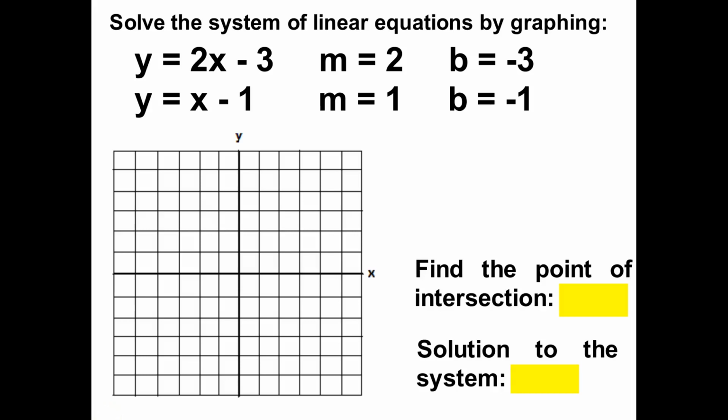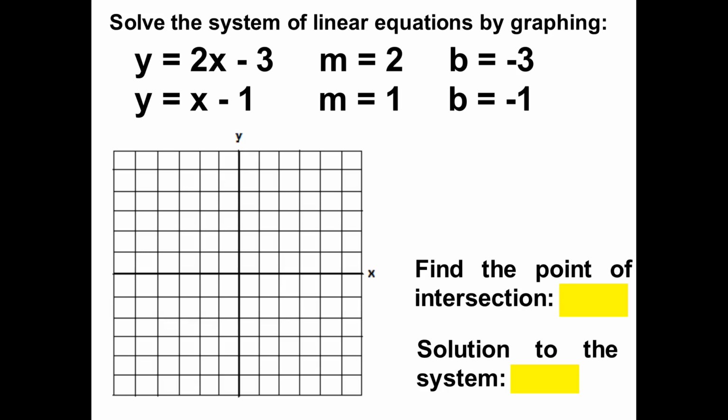So here we go. y = 2x - 3 and y = x - 1. We want to find the solution to the system. The solution is where the lines intersect. The reason we use the word system is because we have two or more linear equations.